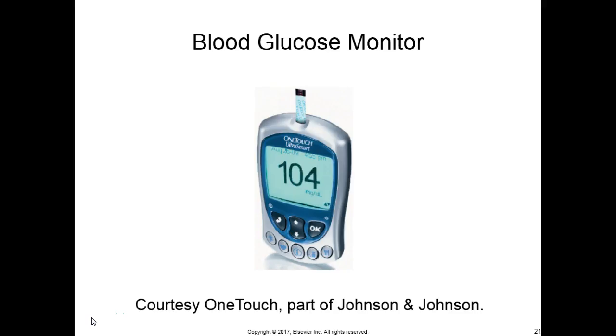Here we have a picture of a blood glucose monitor. The patient pokes his finger and applies the drop to the strip that's inserted into the machine, and the machine then will give us the result of the blood sugar.